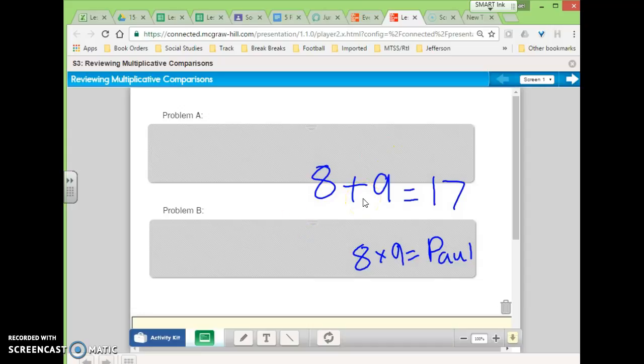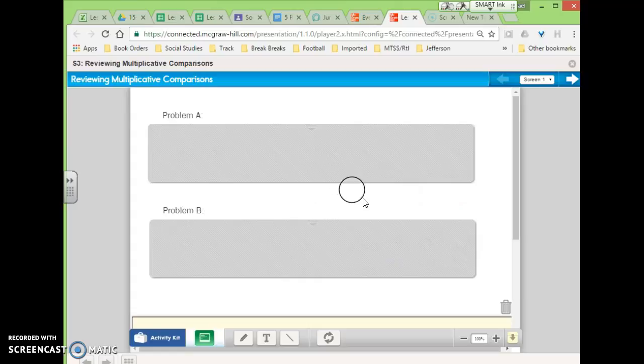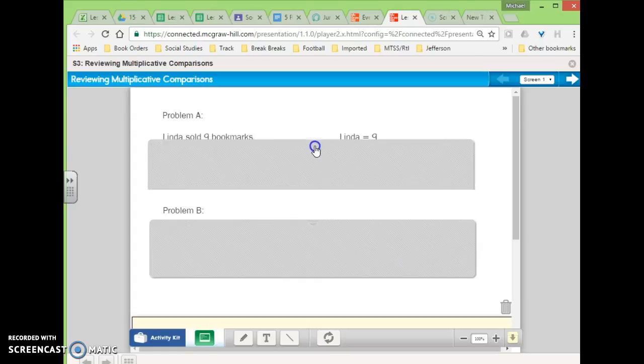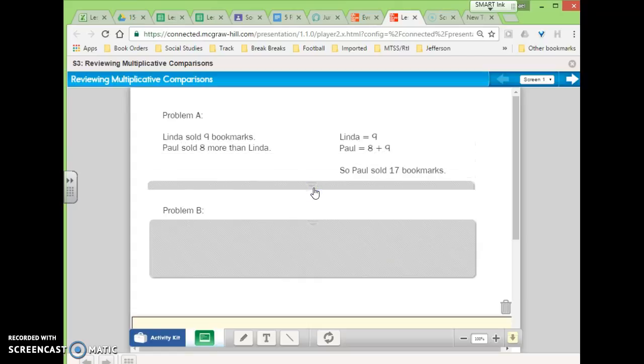So now let's take a look at some problems that do this with multiplication. Well, we already went through that, so we can skip that screen. I think what I want to go to is this one.